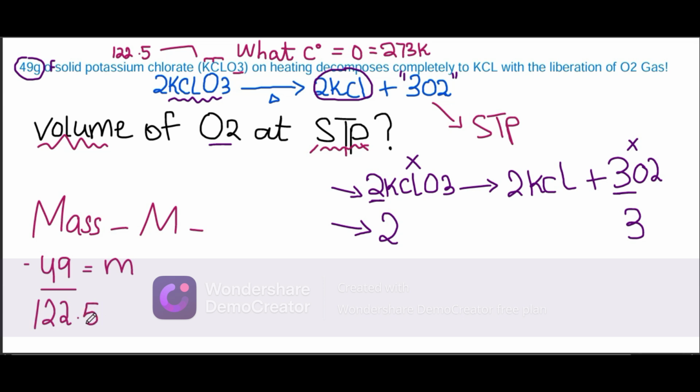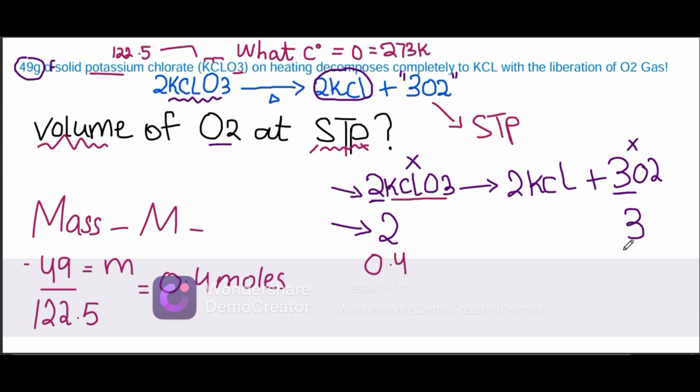So that gives me 122.5, and by inserting my values in the formula, I will get a value of 0.54 moles. Now, this is my value for what? Again, as we just solved for the number of moles of potassium chloride, KClO3. So I will just put that here.